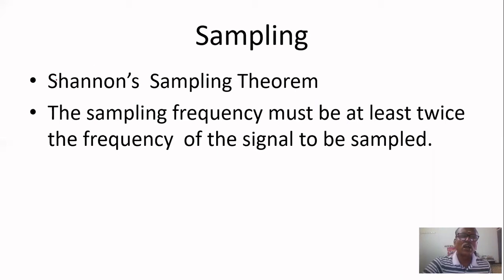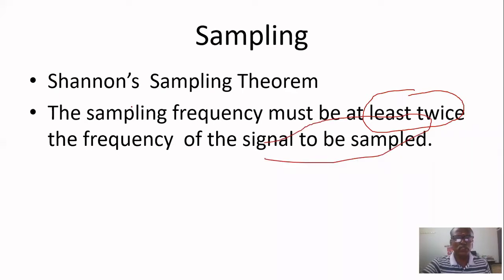Shannon sampling theorem says that the sampling frequency must be at least twice the frequency of the signal to be sampled. Minimum twice the frequency of the signal to be sampled.